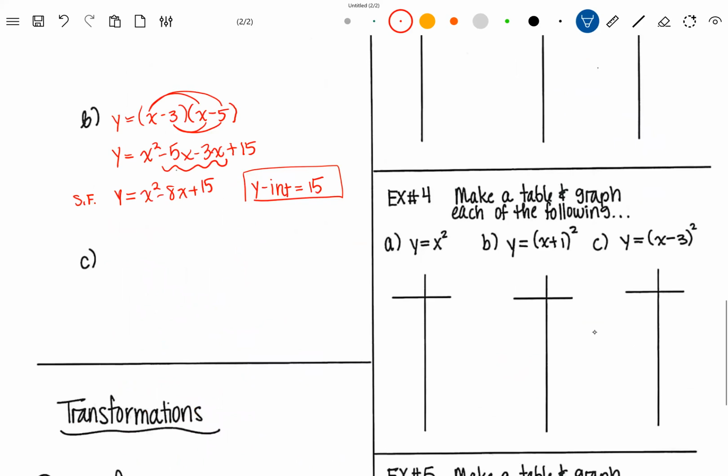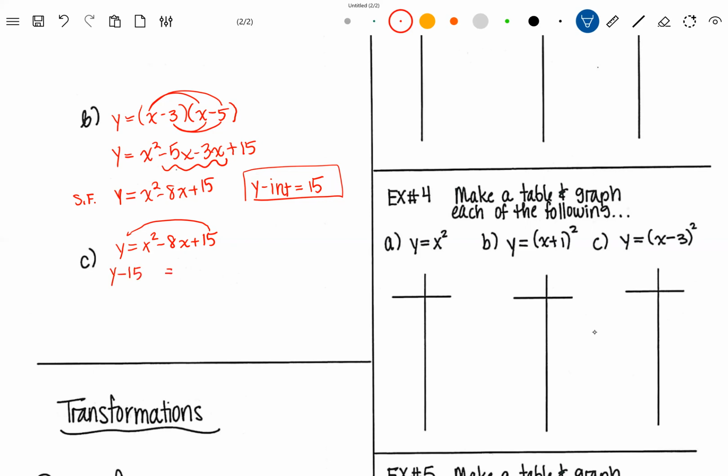So we're going to start right here at y equals x squared minus 8x plus 15. First thing I'm going to do is see if this is already a perfect square. Half of 8 is 4. 4 squared is 16, not 15. Since this is 15, I have to force it to be a perfect square trinomial, which means I've got to move that 15 out of the way. It's positive 15 on the right, so it's going to be minus 15 on the left. I'm going to go ahead and skip a space.